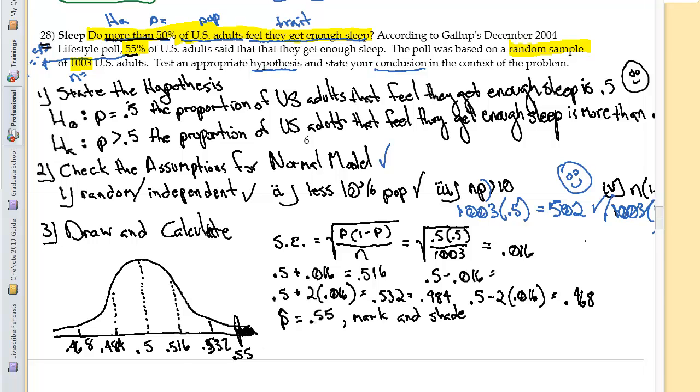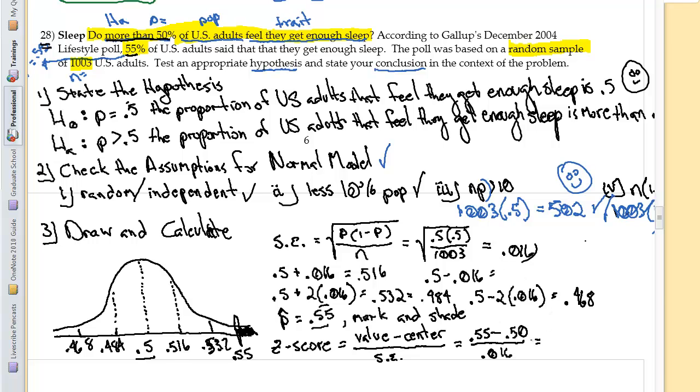okay? Now, there is a way to do it with just this and the standard error, but basically what we've been doing in class is now we calculate a z-score that goes with this. And remember, the z-score is the value of your sample minus your center, which is usually your null hypothesis, divided by your standard error on the bottom. So the value I have is 0.55 minus my center is 0.50. I've got that from right here, okay? The value came from my p hat right here, and my standard error is 0.016, and that comes from right here. Now I need to type this into my calculator to figure out where it's at.